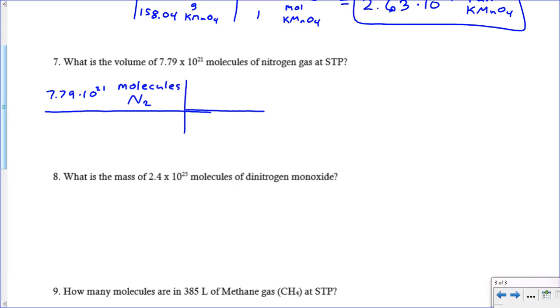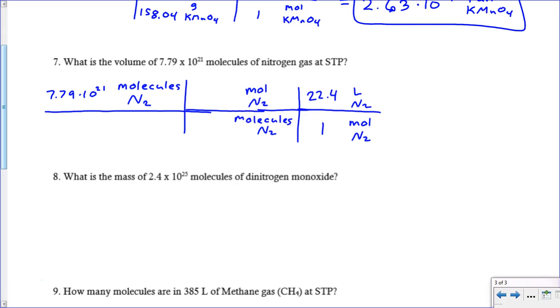We want to get out of molecules of N2 and into moles of N2. And then we want to get out of moles of N2 and into liters because it's asking for volume. We know in one mole there's 22.4 liters. We know for molecules to moles that there's 6.02 times 10 to the 23rd molecules in one mole.